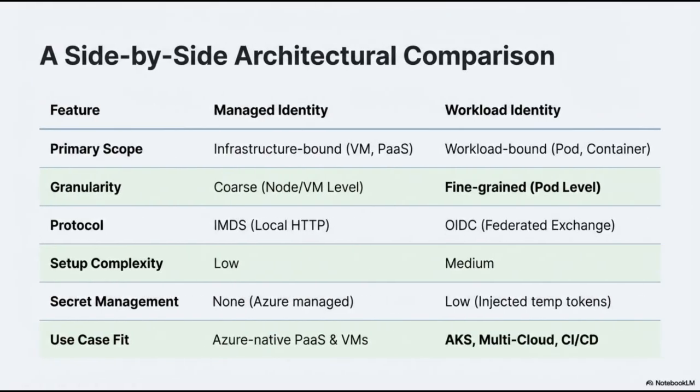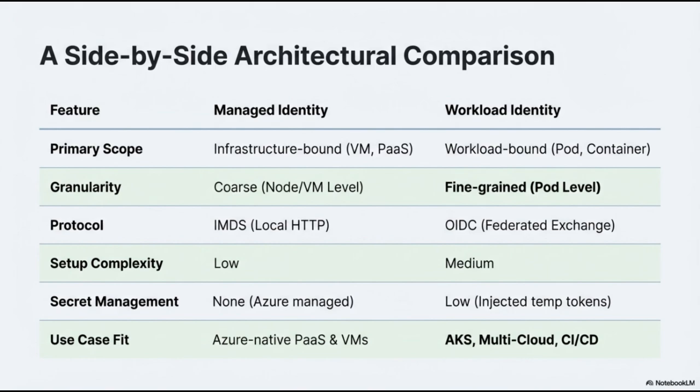This side-by-side architectural comparison highlights the key differences between managed identity and workload identity. Starting with primary scope, managed identity is infrastructure-bound, typically assigned to VMs and PaaS services. In contrast, workload identity is workload-bound, focused specifically on pods and containers. This leads directly to their level of granularity. Managed identity operates at a coarse node or VM level, while workload identity offers fine-grained control at the individual pod level. When we look at the protocols used, managed identity relies on the instance metadata service via local HTTP. Workload identity utilizes OIDC for a federated exchange.